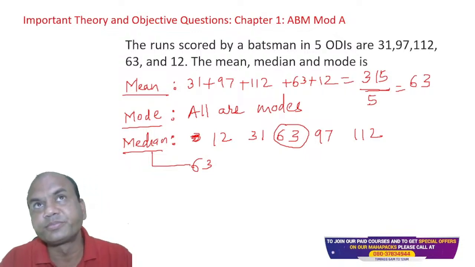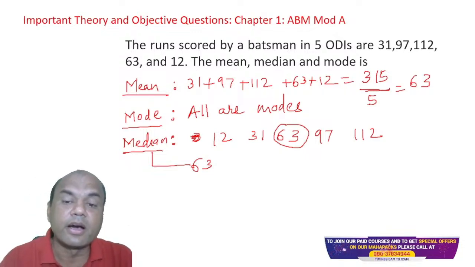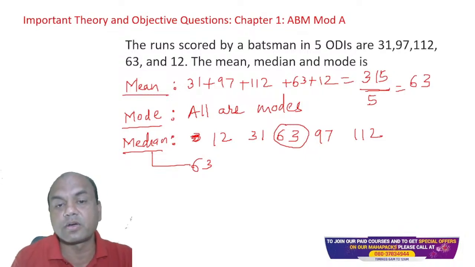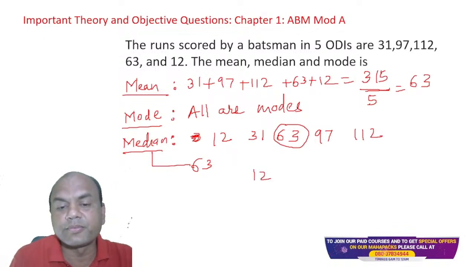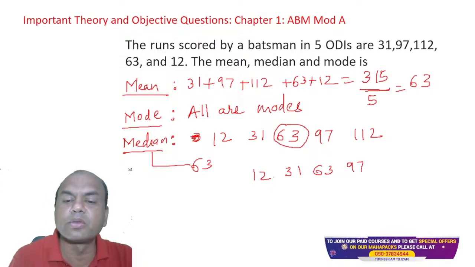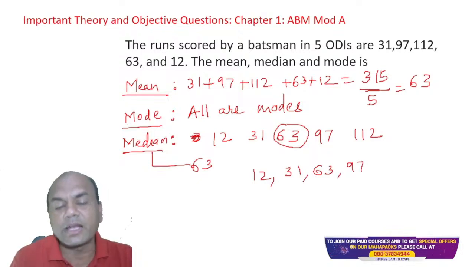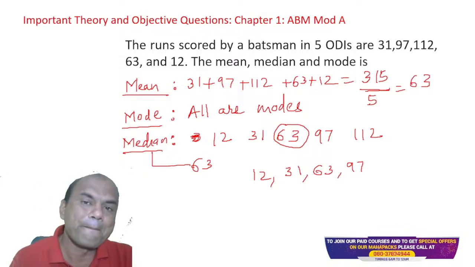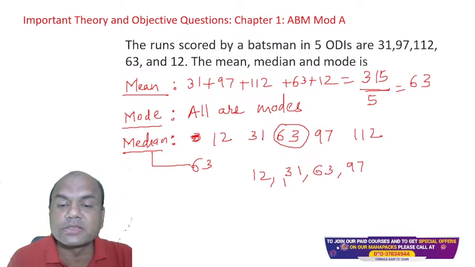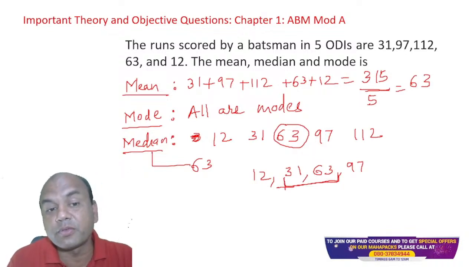Got it, everyone? How to find out the median? Arrange them in serial order. Now you'll ask me, sir, this is odd. That's why it's easy. Suppose there would have been only 4 numbers, 12, 31, 63 and 97. In that case, what to do? Arrange them in serial order and take the 2 central numbers. These are the 2 central numbers. Find the average of these, the mean of these.